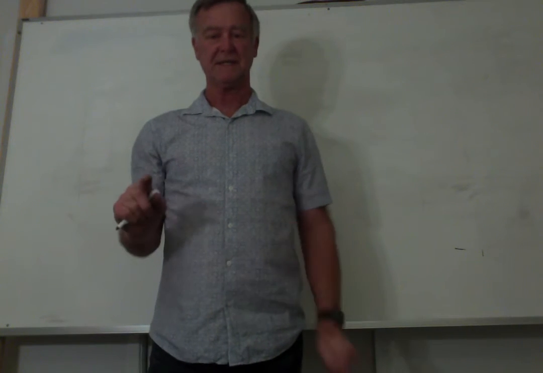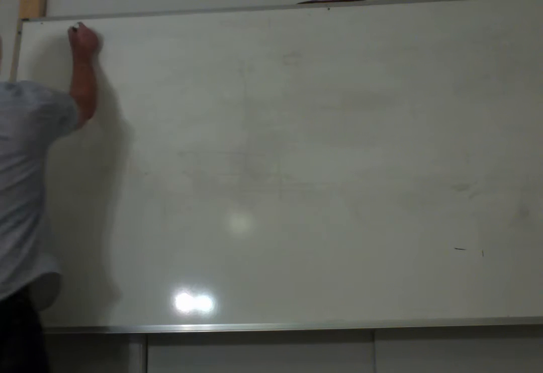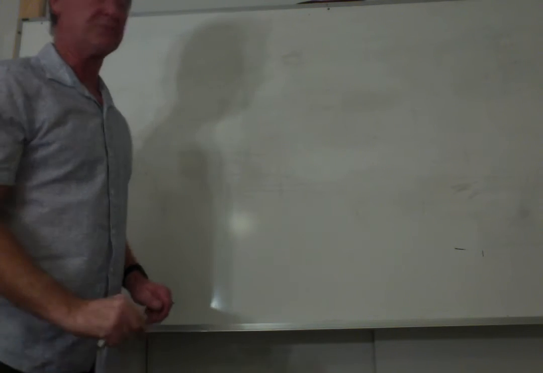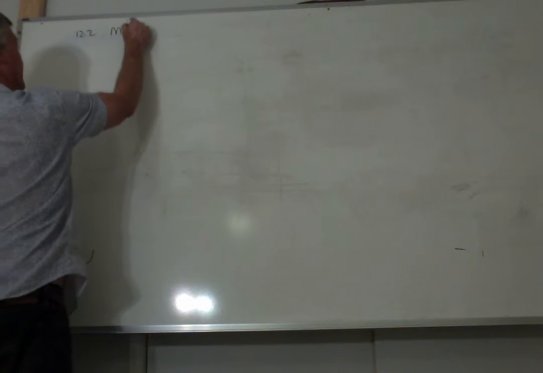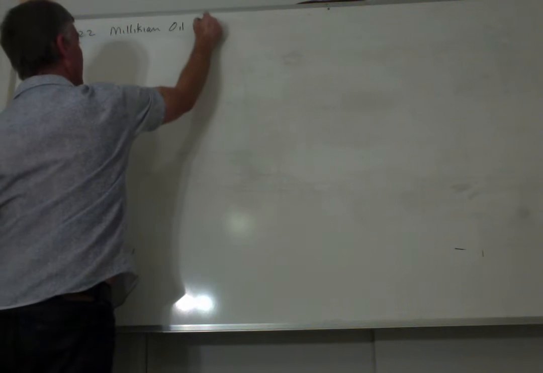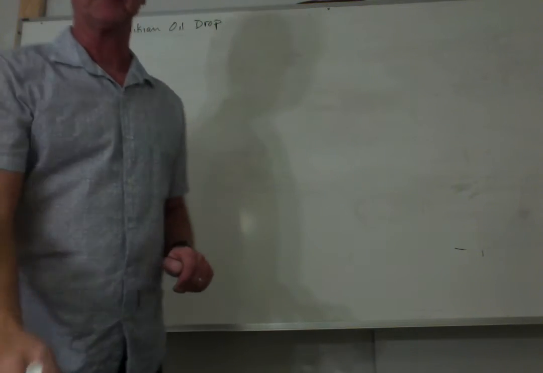So this is physics, and we're going to finish up with section 12.2. Actually, finish up two more sections dealing with section 12.2. And what we're going to be looking at today is a famous experiment called the Millikan Oil Drop Experiment. It is how we found the charge on the electron. And it's a fascinating experiment.